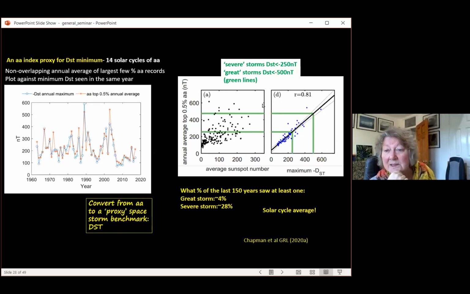And then just doing this immediately gives you some idea of risk, because you can say, well, it's a very crude measure to say, well, if DST gets more negative than -500, that's a great storm, or -250, that's a severe storm. I mean, it's a bit dodgy, because really what you want to know is the rate of change, but I don't know quite how to do that just yet. Okay, so we'll just go with this for the moment. This is the kind of numbers people talk about. And then you can read across and say, well, where would that have been in AA, and count the number of times that happened in the AA record. So now we know over the last 150 years, 4% of those years contained a great storm, and 28% of those years contained a severe storm. So immediately you get some feel for the risk.